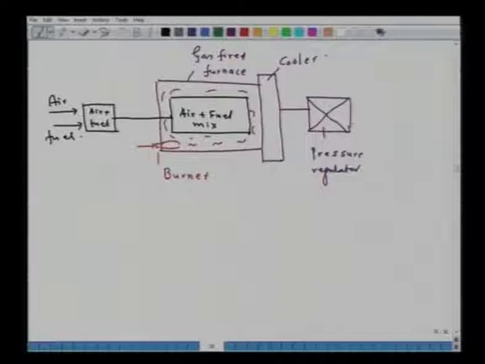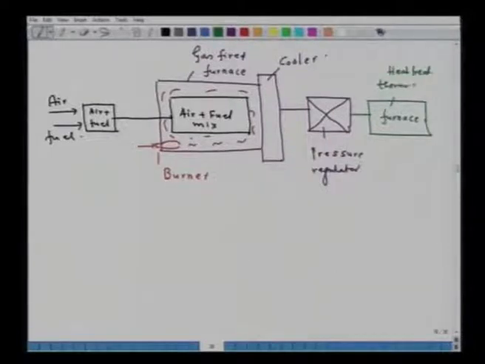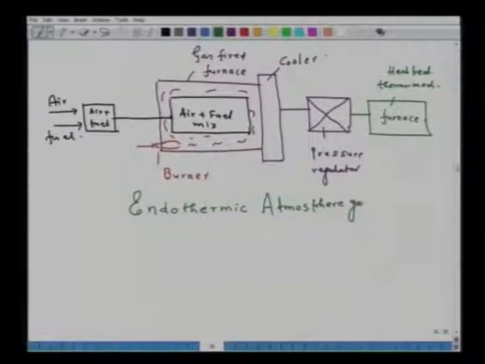And then you have a so called furnace, where now this furnace could be for heat treatment purposes, for heat treating or thermomechanical processing, or whatever the objective. So, this is the endothermic atmosphere generator, and these atmospheres are connected to the furnace.